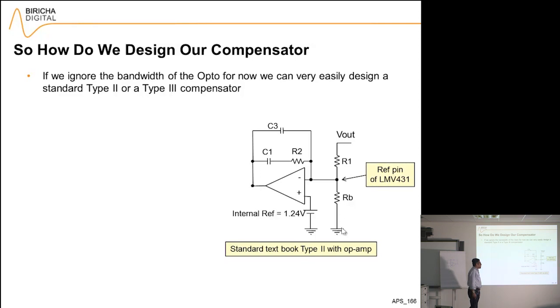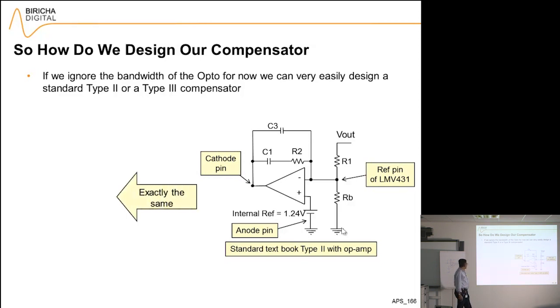This is the reference pin of LMV431. This is the anode pin of the LMV431. And this is the cathode pin. Okay, so now let's compare this to the actual device. There we go. That is the device like it's shown on the datasheet.